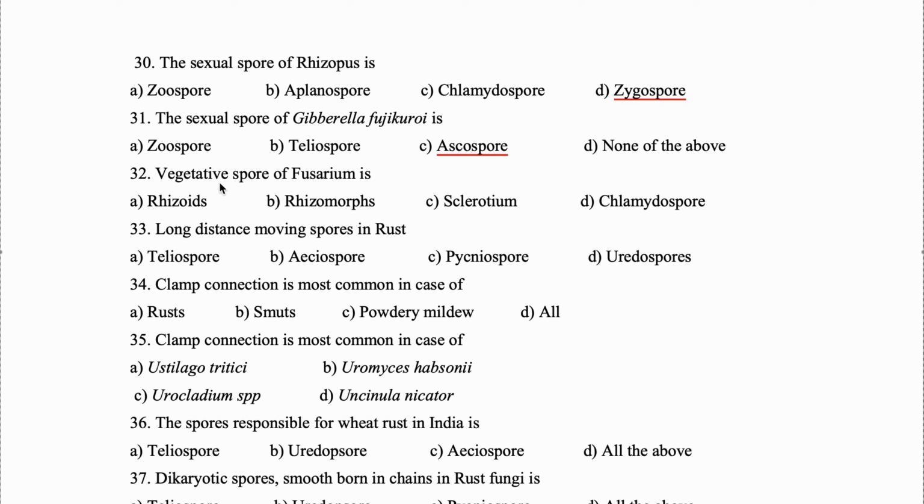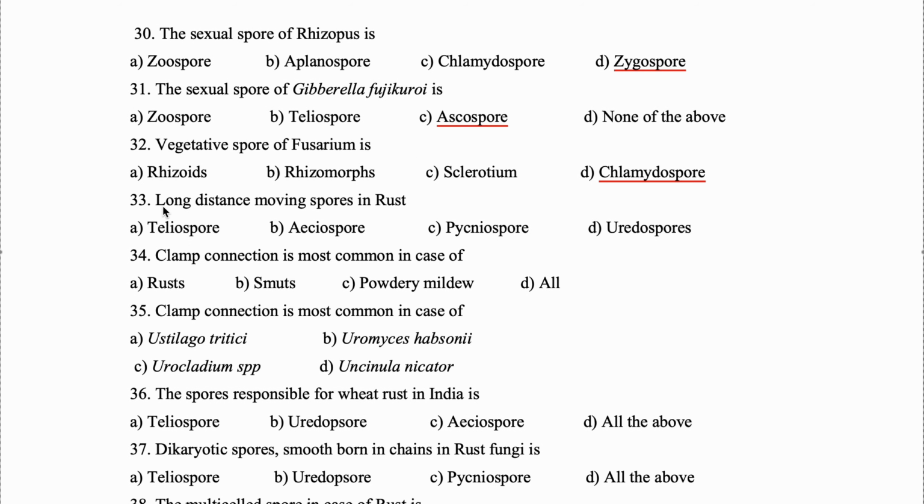Question 32. Vegetative spore of Fusarium. Now Fusarium produces how many spores? They produce 3 different types of spores. One, Microconidia, second, Macroconidia, and the third, Chlamydospore, right? Even if you don't know which is a vegetative spore, only one option is here, that is Chlamydospore, a type of Fusarium spore.